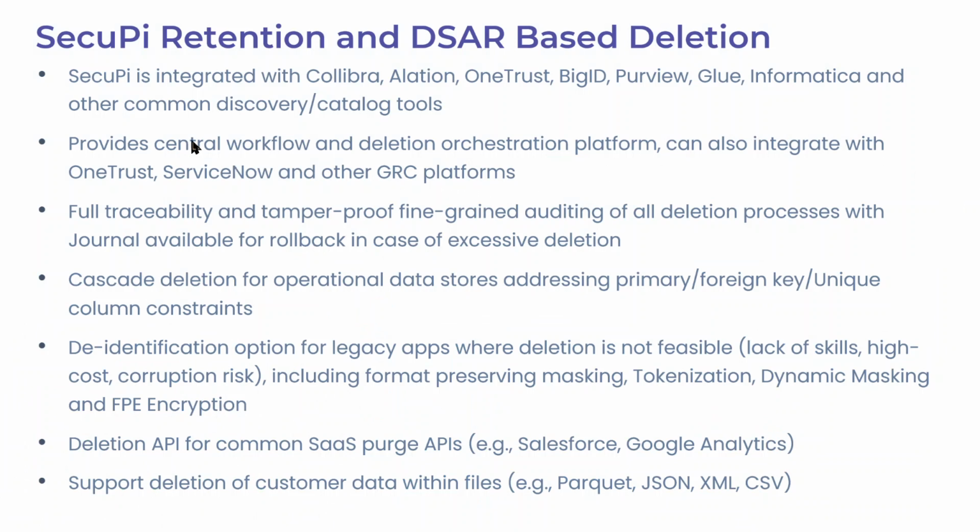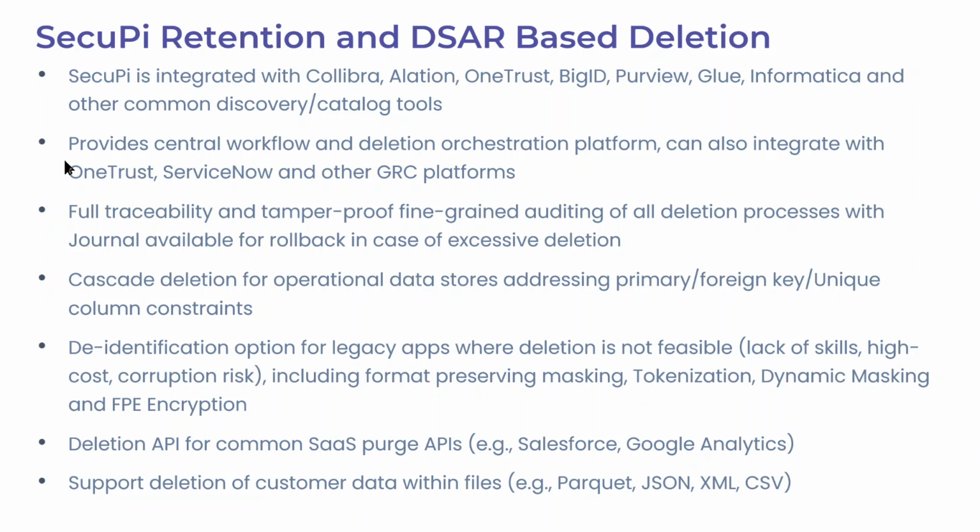So, to summarize what SecuPi is doing for privacy. SecuPi is doing a good job at retention and DSAR-based deletion. First, we integrate with data catalogs such as Collibra. We integrate with OneTrust for right to be forgotten requests. We integrate with BigID in order to understand their discovery and how a user is reflected in multiple databases, and of course with other solutions.